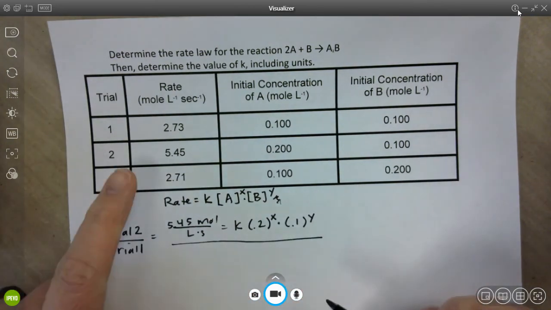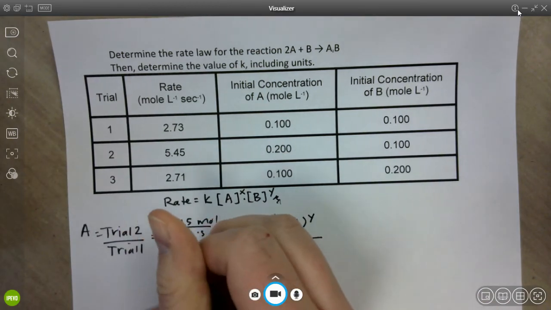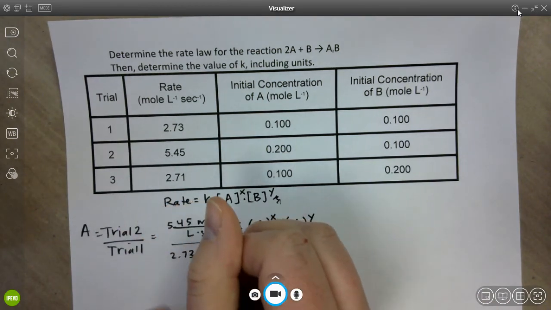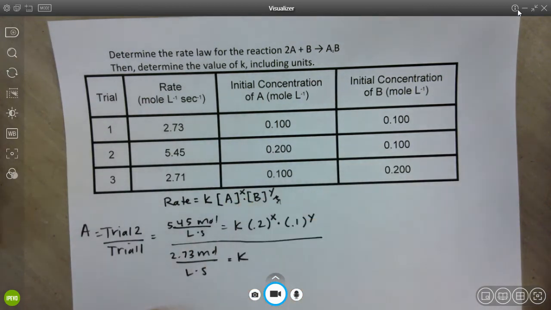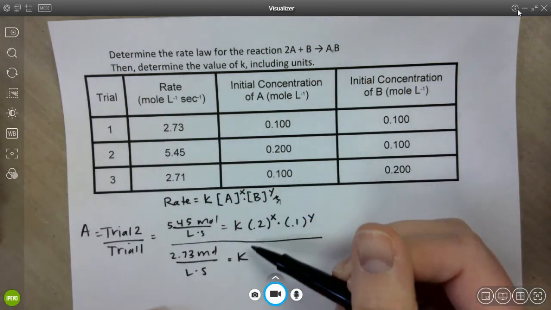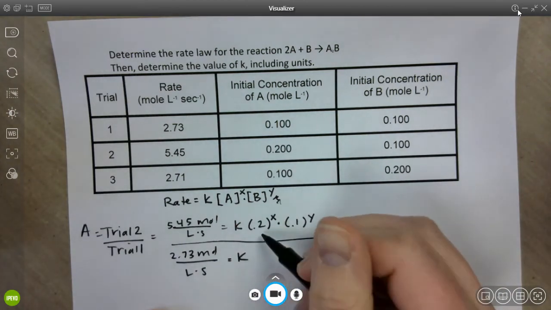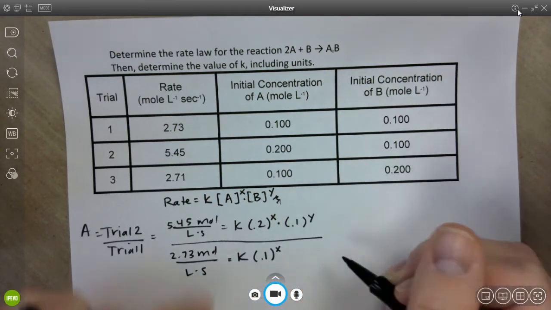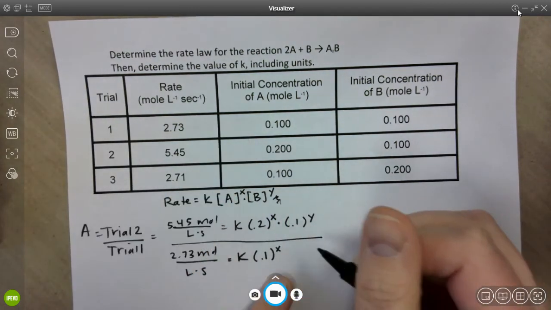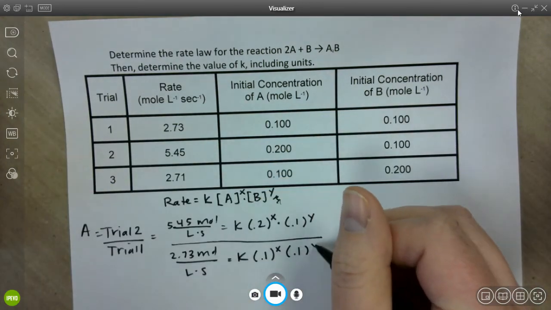Trial 1, then, I'm going to repeat this, but I'm going to use the data for trial 1. So it's 2.73 moles per liter per second. That's equal to the same K value. Now, the K value, because it's a constant, should be identical regardless of the trial you do. It is equal to 0.1, because we've got a 0.1 molar here, to the X power, and then again 0.1 to the Y power.